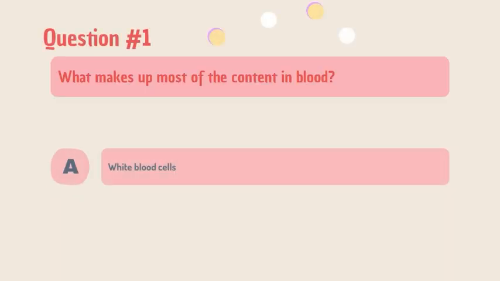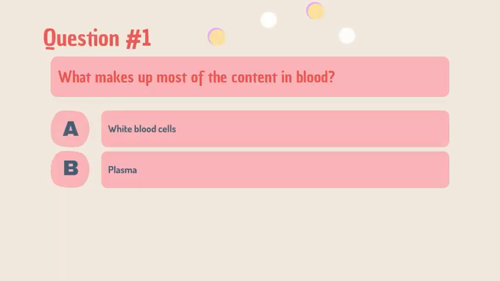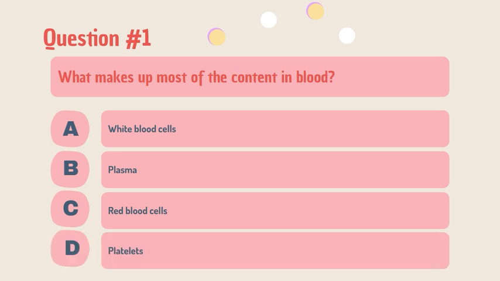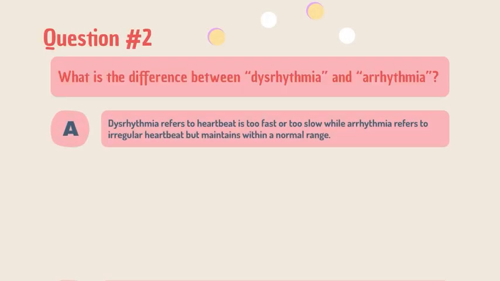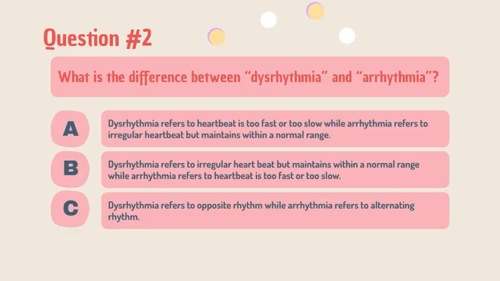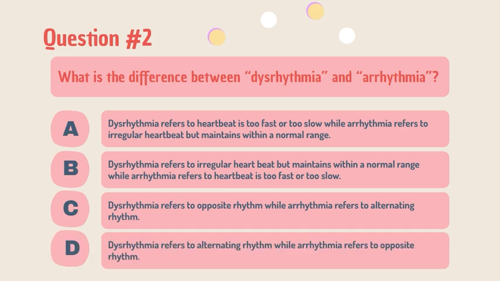Question number 1. What makes up most of the content in blood? Correct answer is B. Question number 2. What is the difference between dysrhythmia and arrhythmia? Correct answer is B.